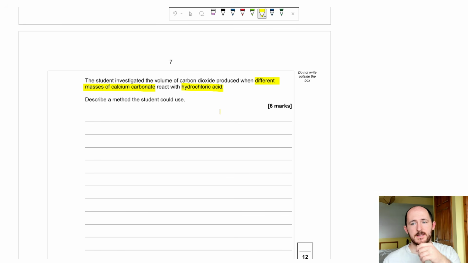Now we want to use the same concentration and volume of hydrochloric acid, and we want there to be enough hydrochloric acid to fully react with all of the calcium carbonate. So the independent variable is the mass of calcium carbonate. That's what we're going to change. The volume of CO2 is our dependent variable, so that's what we're going to have to measure.